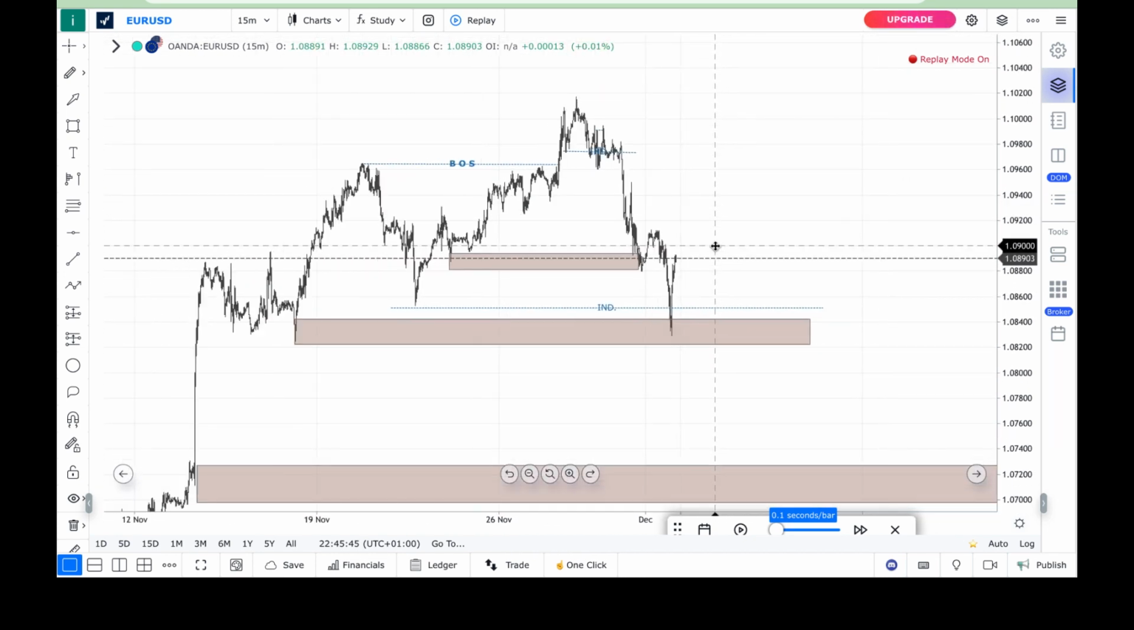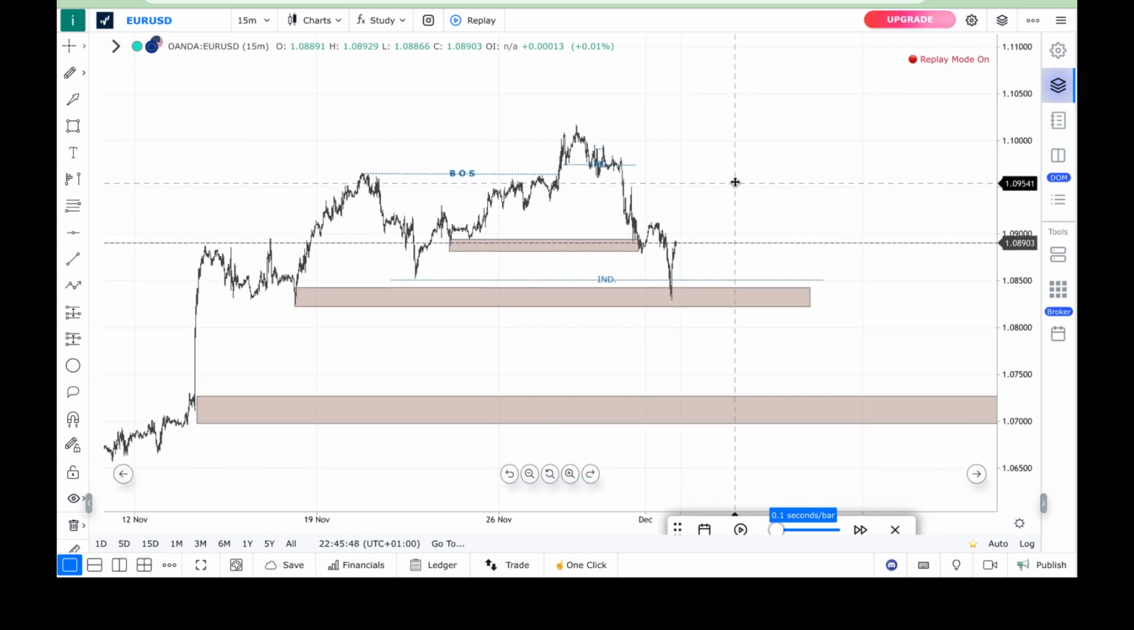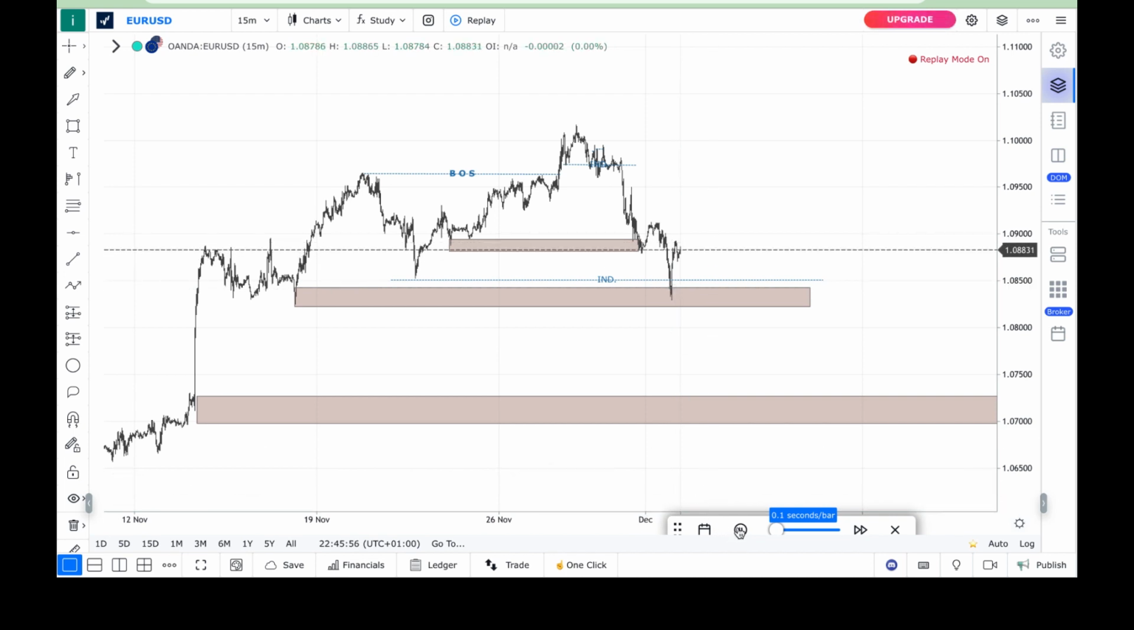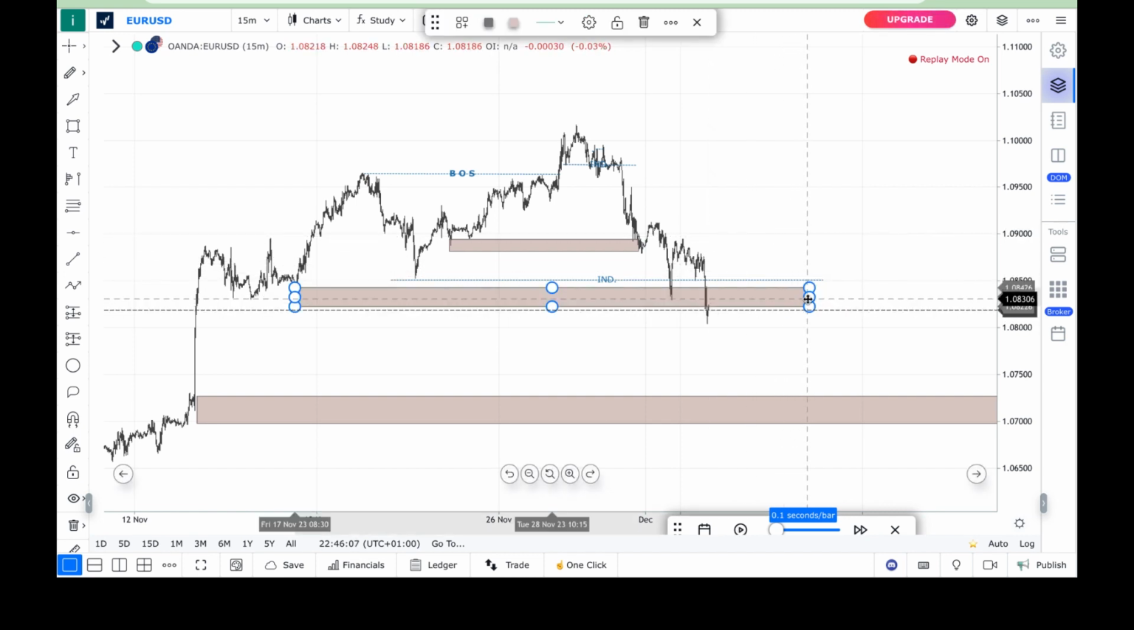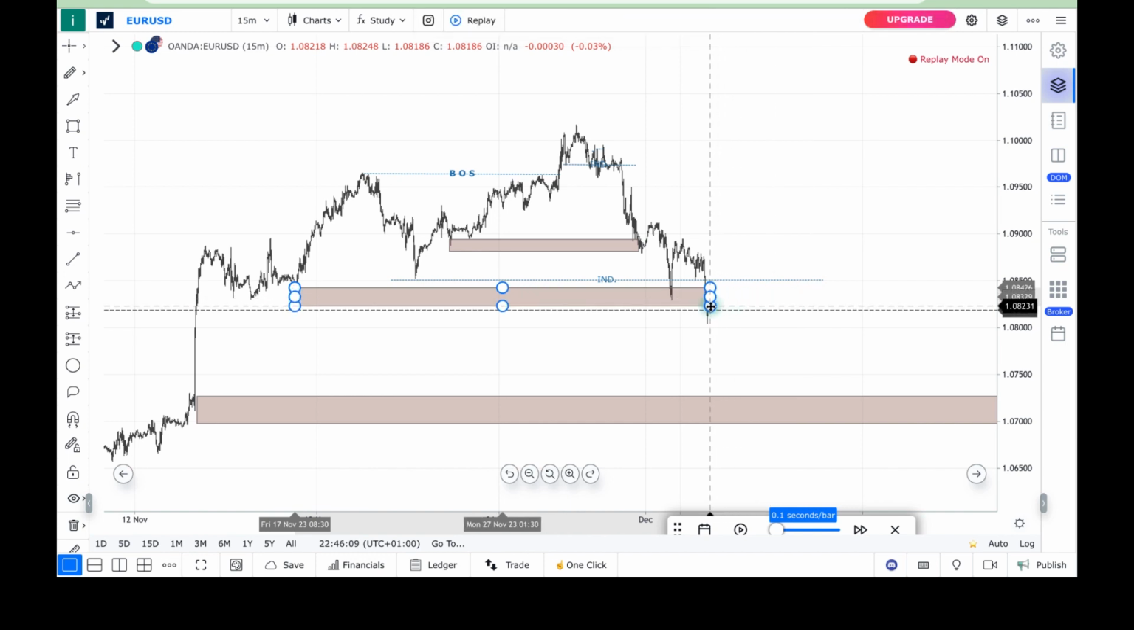So let's see what happens here. Now it gives another reaction on this order block also. Let's see what happens. Yeah, can you see? Failed also. Failed just like the first one.